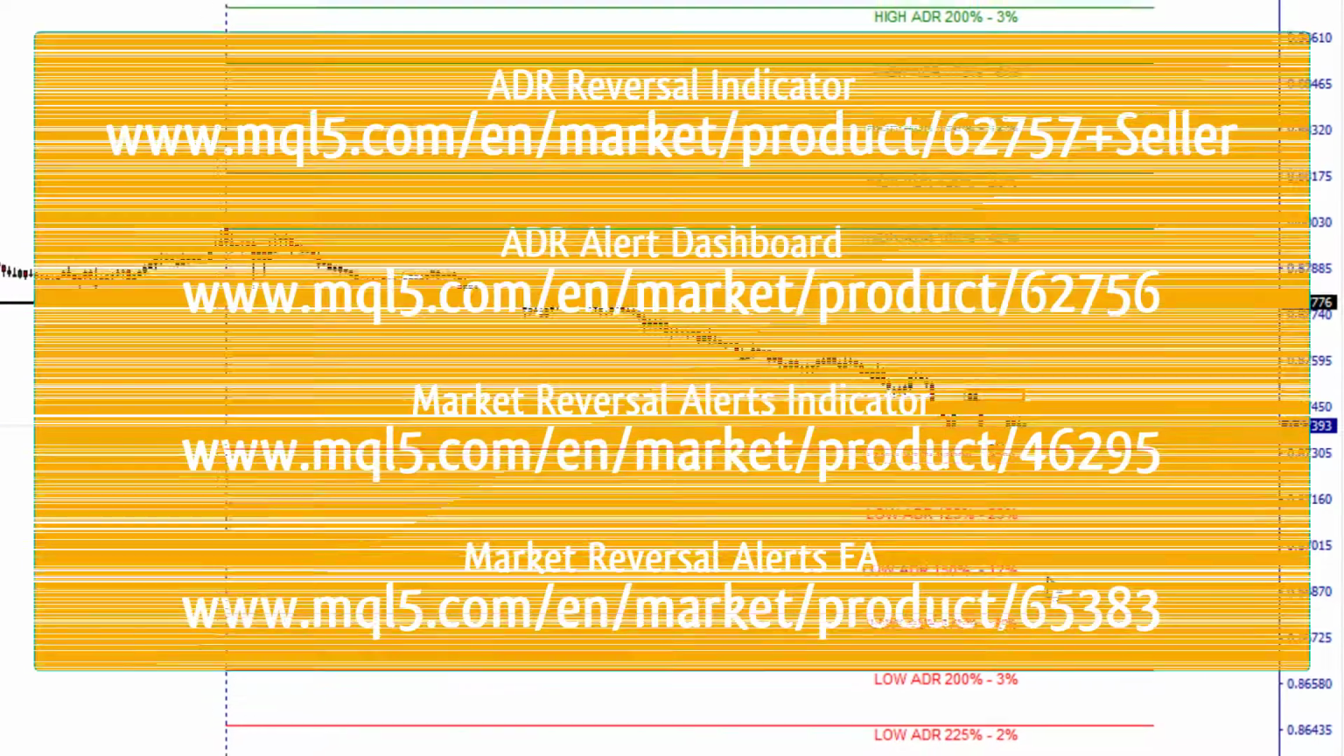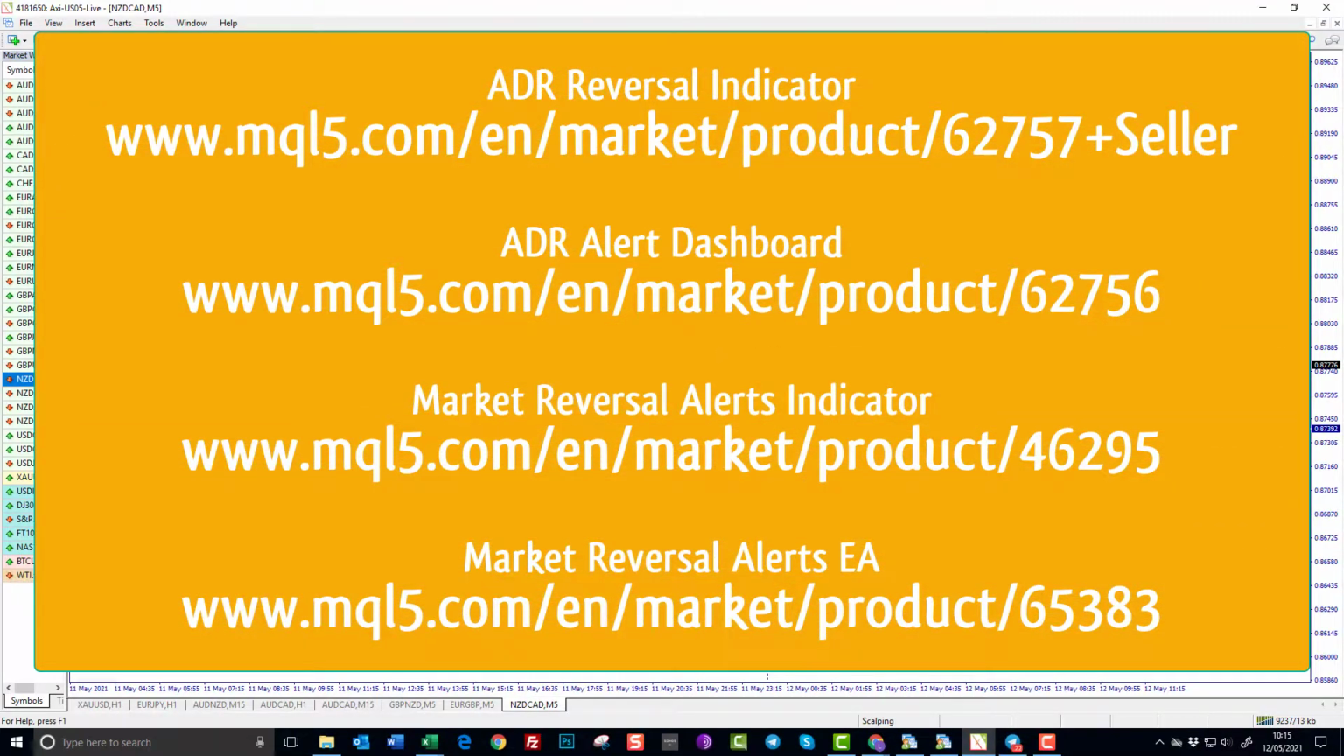Use the Market Reversal Alerts indicator to draw the levels onto your charts. Use the dashboard to alert you to opportunities across all the pairs and instruments that you want to trade. And if you want to, use the EA to automatically get you into those trades, and then you can manually monitor those trades as the EA has got you into the positions.